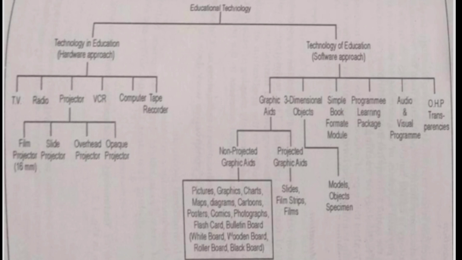So this is the example or flow chart of technology in education and technology of education. What tools we are using in technology in education, like TV, radio, projector, VCR, and in technology of education, graphic aids, your diagram, your flow chart, program learning aids, audio visual program, OHP transparencies, etc.